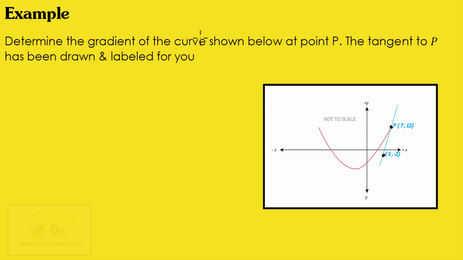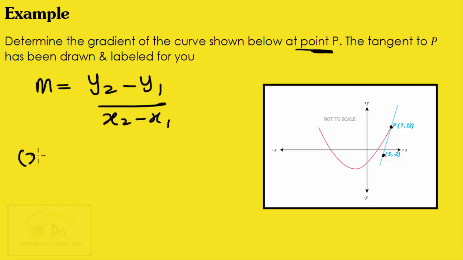Now, the gradient of the curve at point P is equal to the gradient of the tangent line at point P. So all we have to do is find the gradient of the tangent line at point P. And the gradient of a straight line, when you're given two points, is given by m = (y2 - y1) / (x2 - x1).